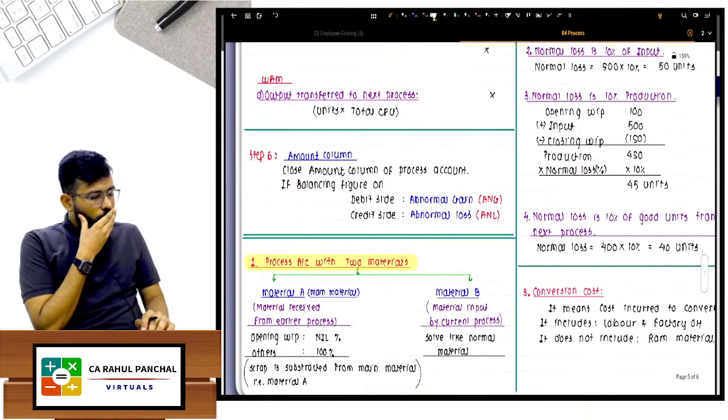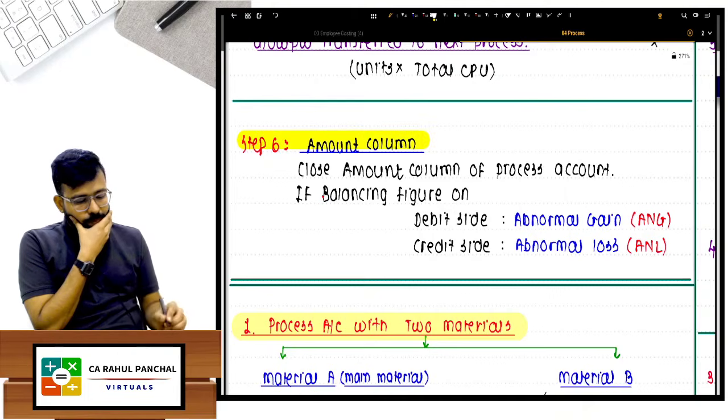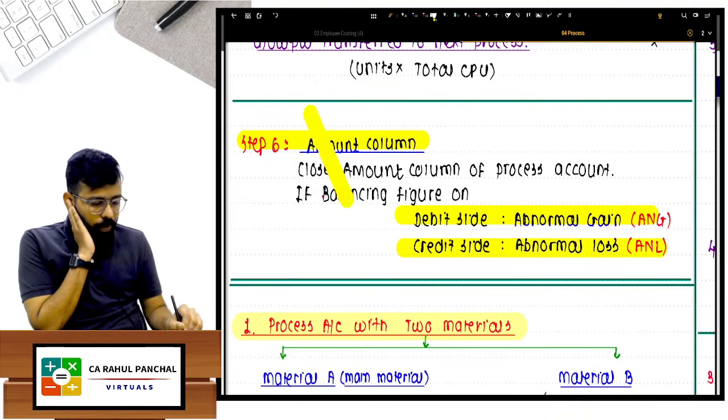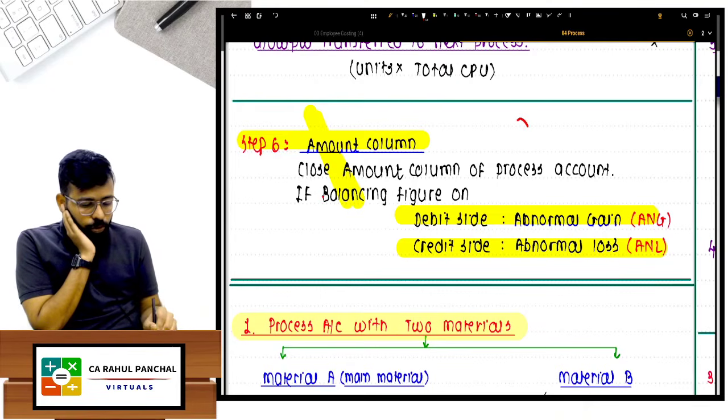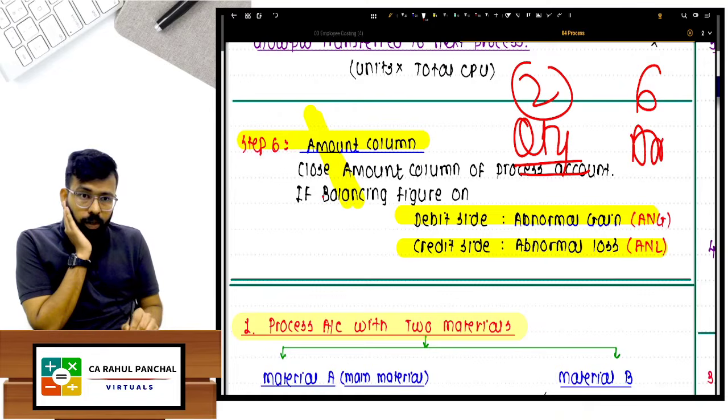Okay, now something which is very important: at last you're going to close the columns. In debit, the abnormal gain amount column you will close at the end. In the second step you close the quantity column. In the sixth step you're going to close the amount column.